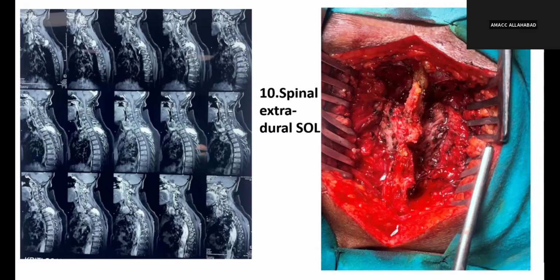So after struggling for almost 2 to 3 hours, we excised it. Decompressed, the patient started walking, and the biopsy report was metastatic follicular thyroid carcinoma. The patient was sent to the endocrine surgery department for thyroidectomy and for radioactive iodine.